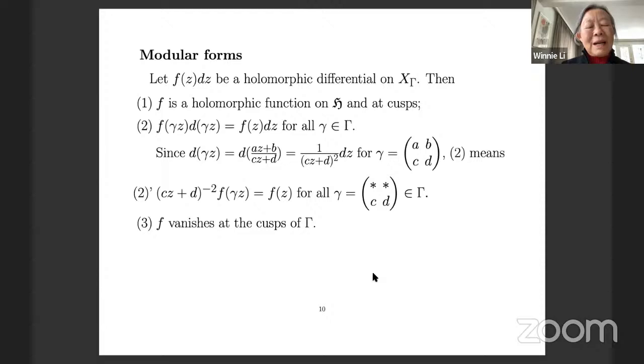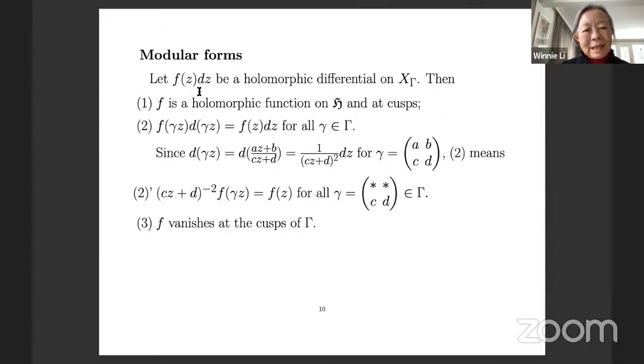Okay. So now we go to modular forms. On this modular curve, let's take a holomorphic differential, f(z) dz. And this f has the following properties. First, it's a holomorphic function on the upper half plane and also holomorphic at the cusps.